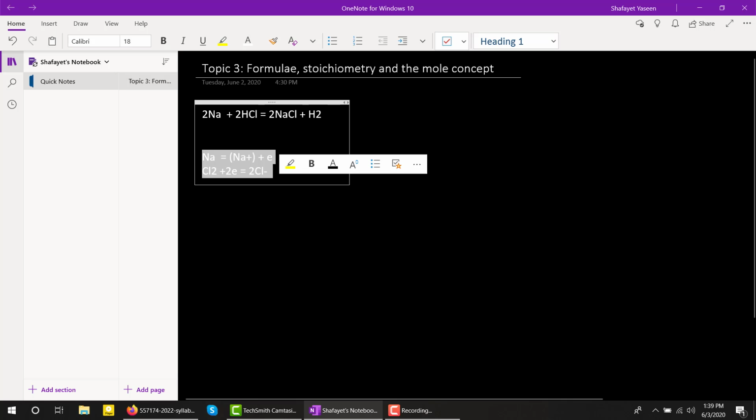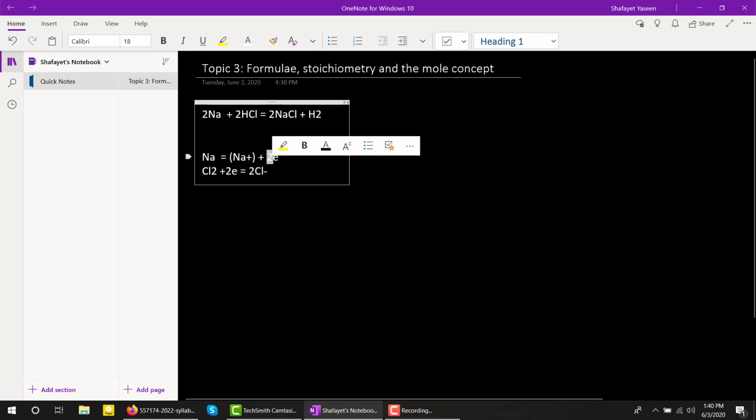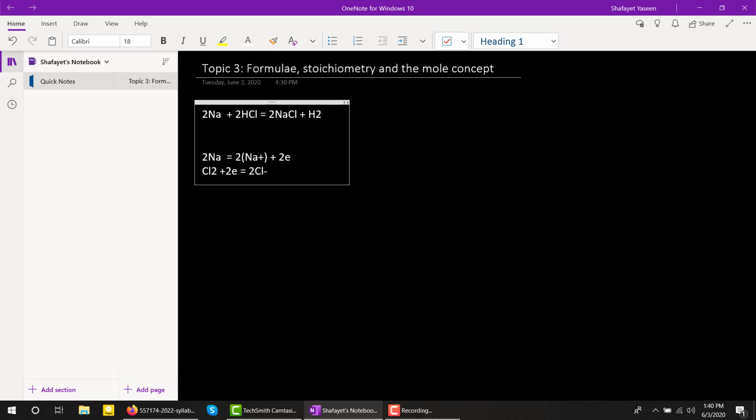The trick is you need to balance the number of electrons first. There are 2 electrons here, but just 1 electron here. So you need to make this electron 2, or make this electron 1. I'm going for the first option. I'll be making this 2. In order to make this 2, you must multiply the entire thing by 2, to balance your right hand side and left hand side, as I said before. So 2Na will give 2Na plus by losing 2 electrons. Now the number of electrons is balanced.